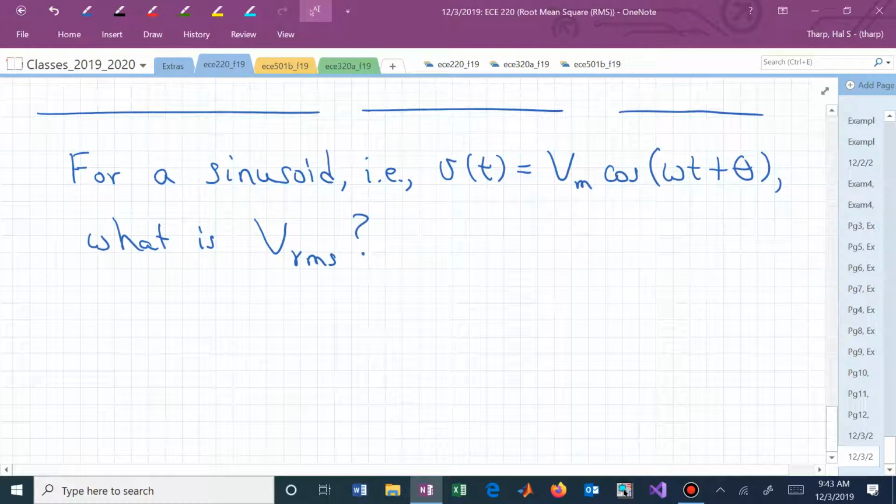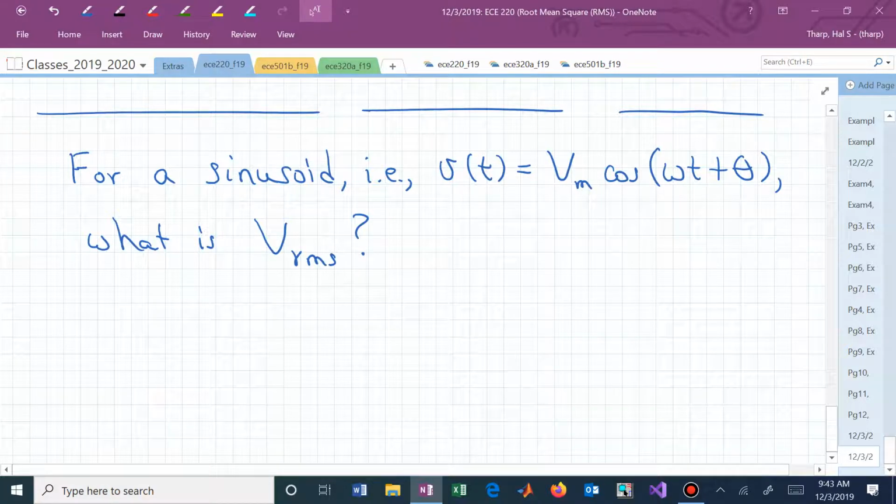So let's now compute the RMS value associated with a sine wave. In particular, let's stick with our reference, this cosine, and treat it in general. We have some amplitude, V sub m, on that cosine. We have a frequency, omega, in radians per second, and a phase shift, theta. Hopefully we're comfortable with that phase shift; it just determines the value of v of t at time t equals 0.